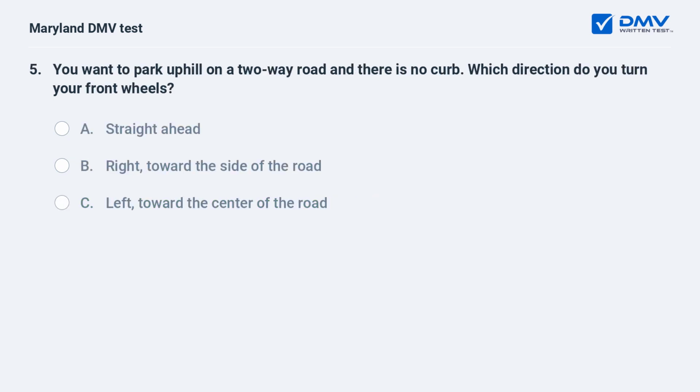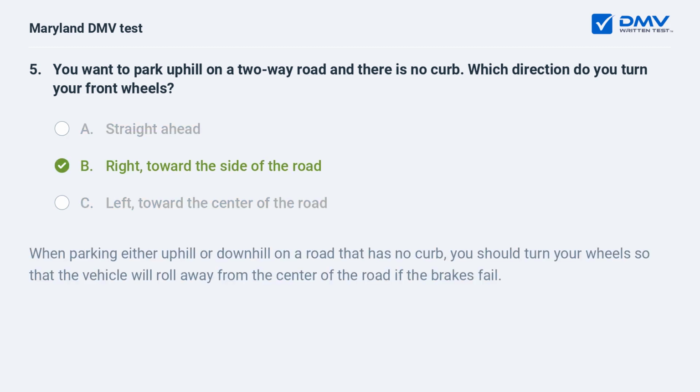You want to park uphill on a two-way road and there is no curb. Which direction do you turn your front wheels? A. Straight ahead. B. Right, toward the side of the road. C. Left, toward the center of the road. The answer is B. Right, toward the side of the road. When parking either uphill or downhill on a road that has no curb, you should turn your wheels so that the vehicle will roll away from the center of the road if the brakes fail.